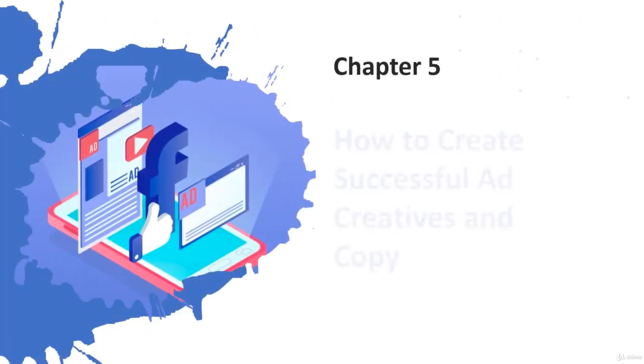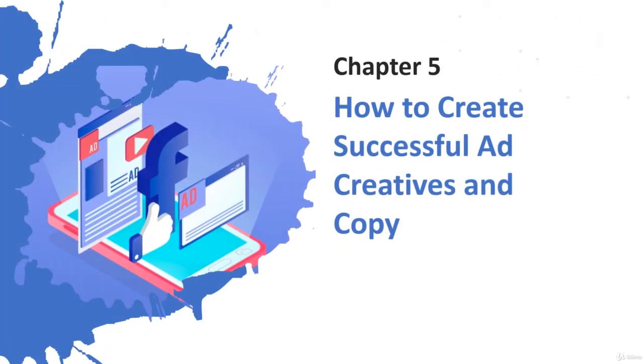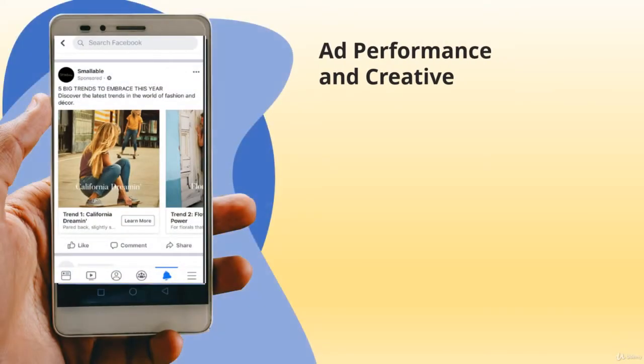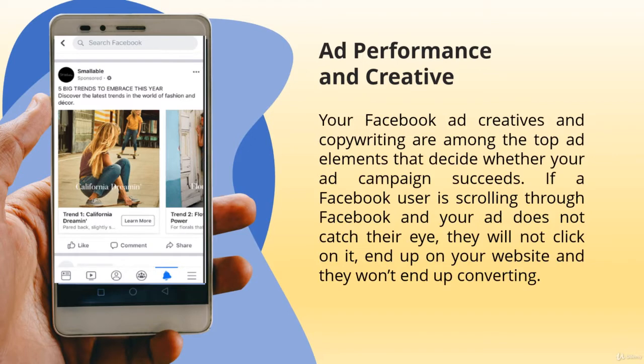Chapter 5. How to create successful ad creatives and copy. Ad performance and creative. Your Facebook ad creatives and copywriting are among the top ad elements that decide whether your ad campaign succeeds. If a Facebook user is scrolling through Facebook and your ad does not catch their eye, they will not click on it, end up on your website, and they won't end up converting.